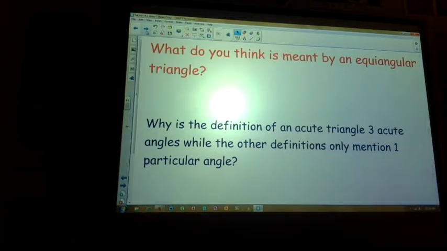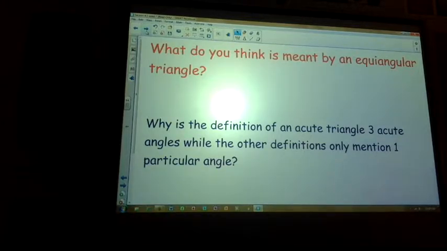All right. What do you think is meant by equal angular triangle? Triangle with equal angles. So if it's equal angular, that means each of the angles has to be 60 degrees. The only way that's going to happen is all three angles of a triangle have to add up to 180. If it's equal angular, all three angles have to be equal. So 3x, or 3 delta, or 3 unknown equals 180, divided by 3, and you get your unknown or your angle being 60.